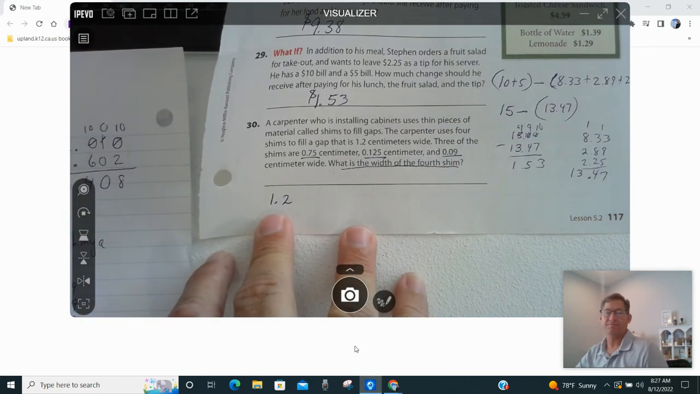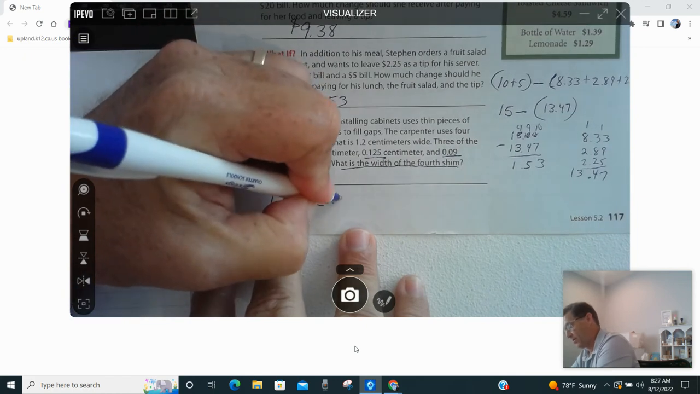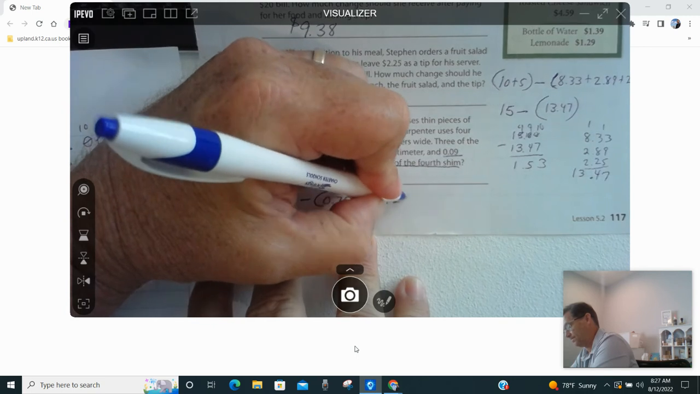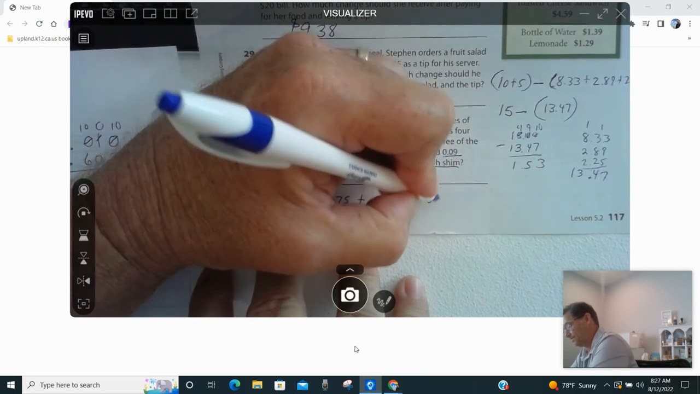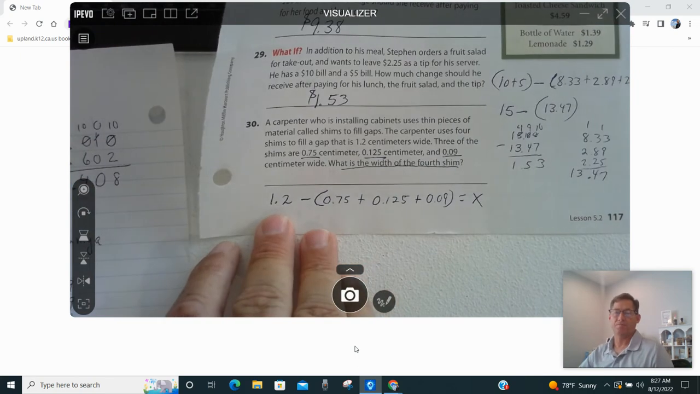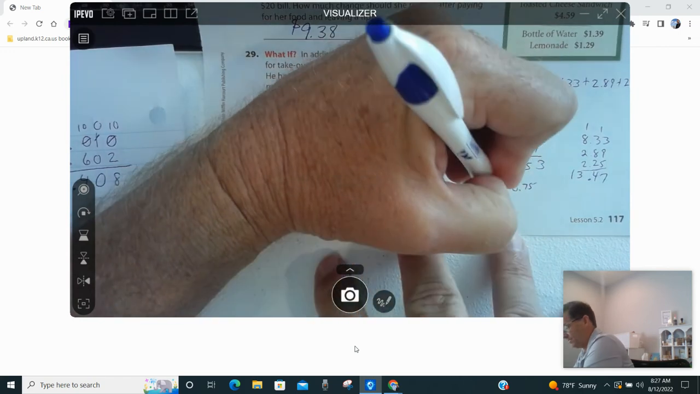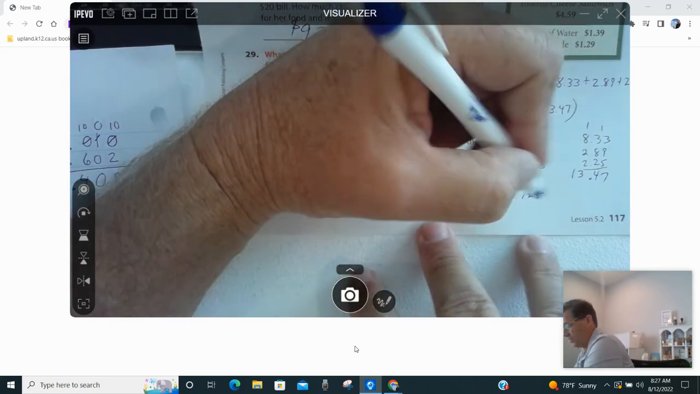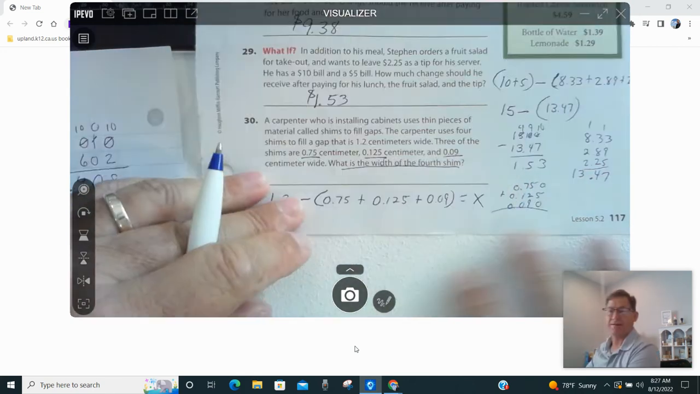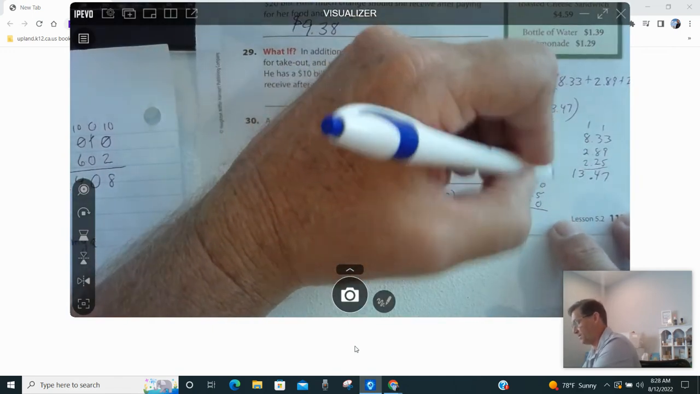1 2/10, that's how big the gap was, minus the 3 that we know, will equal the unknown value. So 75 hundredths plus 125 thousandths plus 9 hundredths. We can add placeholder zeros to line up the decimals or to have the same number of digits.